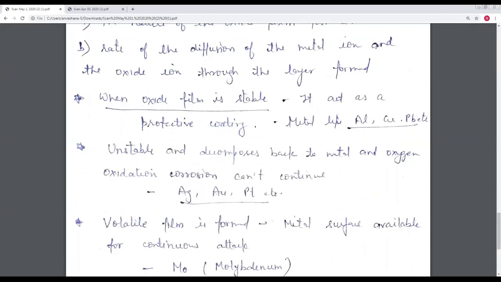Okay, and second, the unstable: the oxide decomposes back to the metal, and oxidation corrosion can't continue. So the metal may be silver, gold, platinum, etc.